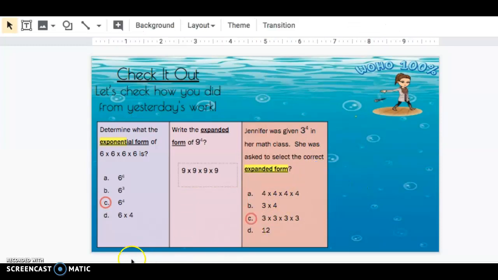All right, hopefully you got all 3 of those correct. If not, please review your answers. And if you have questions on the ones that you got wrong, please ask me.